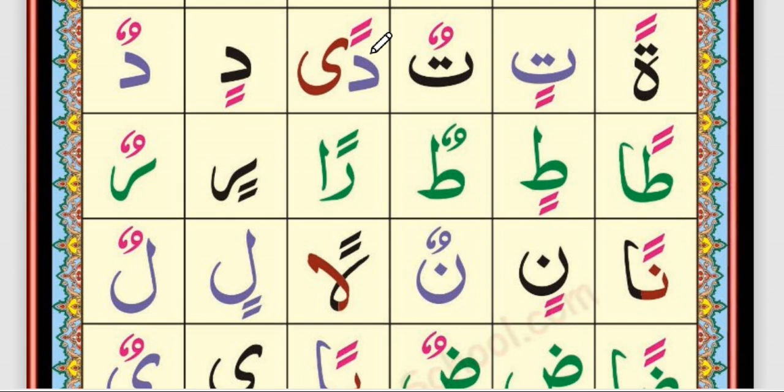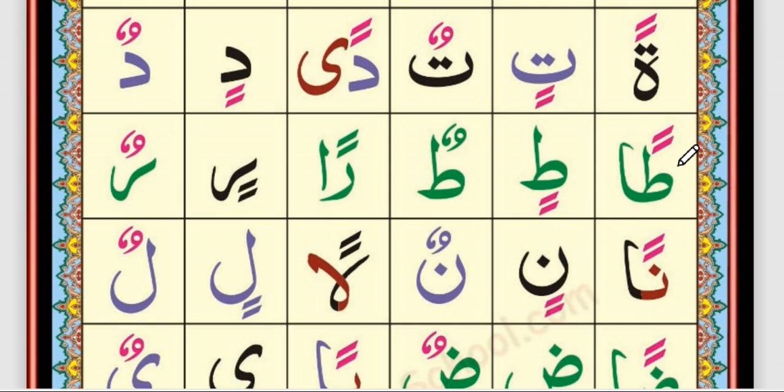This is dal, and ta and dal have the same pronunciation. It means you have to touch the tip of the tongue to the roots of upper front teeth and read dal. And these are two zabar on dal. We will read dal, two zabar, dan. Dal, two zer, din. Dal, two pesh, dun. Dan, din, dun.